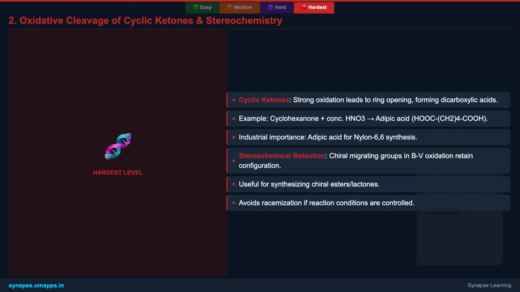Beyond this, understanding stereochemical implications is crucial. In Baeyer-Villiger, if your migrating group is chiral, its configuration is usually retained. This allows us to make chiral esters and lactones, preserving valuable stereochemistry in synthesis.